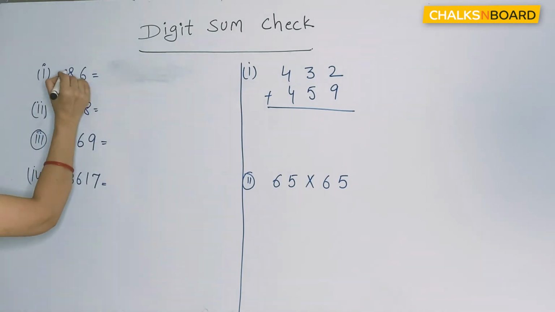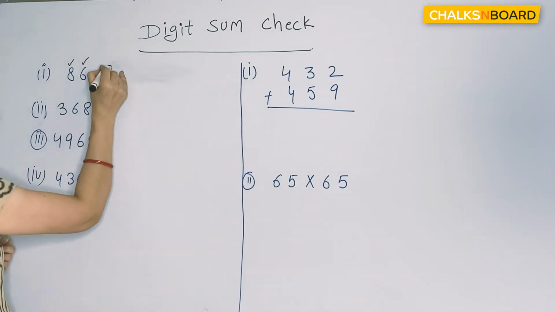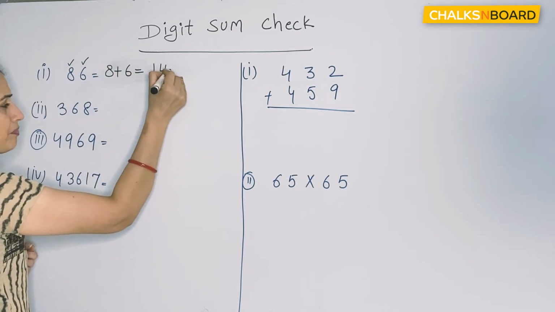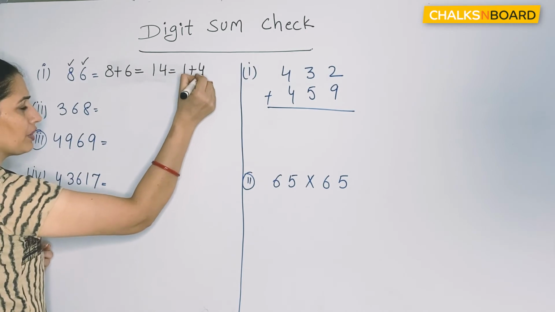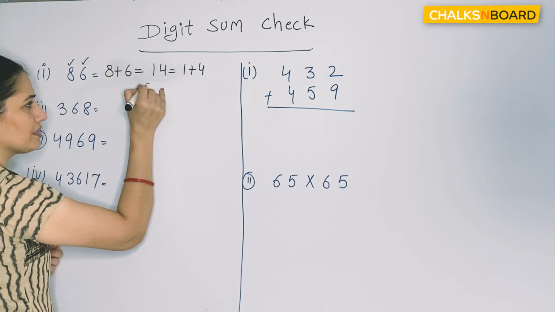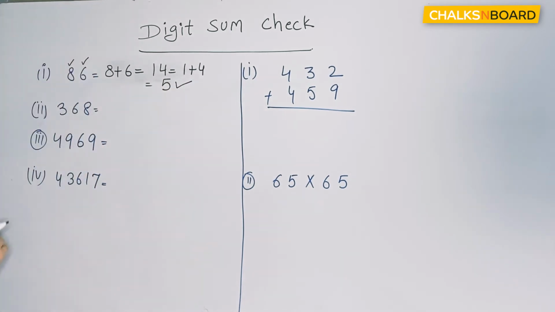So here you can see we have a two digit number, 8 and 6. So first we add 8 plus 6. It will give 14. Now 1 plus 4, that is equal to 5. So 5 is the digit sum of 86.